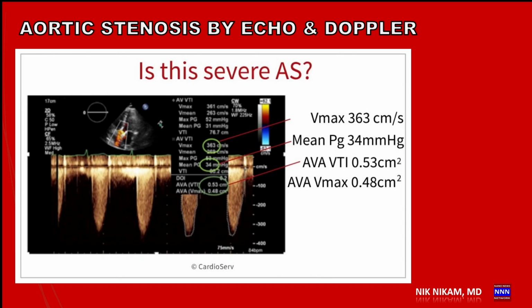Number two, the VTI is 0.53, which is not a real big number. Number three, we don't have the left ventricular function. We don't have the stroke volume. So we just can't say by this one. If the patient has a low cardiac output, low gradient aortic stenosis, then we may have to do certain tests to see if this is true aortic stenosis or if this is pseudo aortic stenosis.